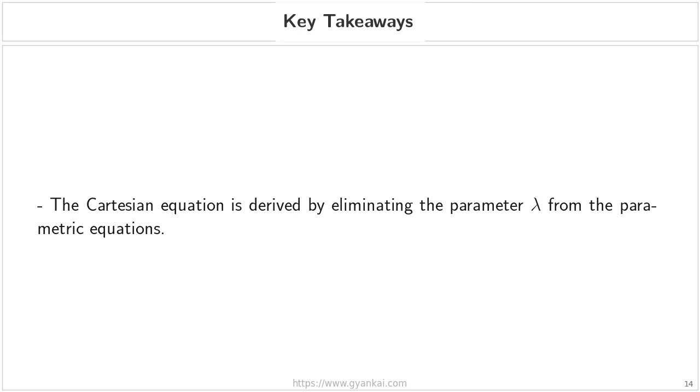Key takeaways. First, remember that the Cartesian equation isn't just a random formula. It is directly derived from the parametric equations we studied earlier. The whole process we walked through in the derivation slides was simply about eliminating the parameter lambda from those equations to create a direct relationship between x, y, and z.